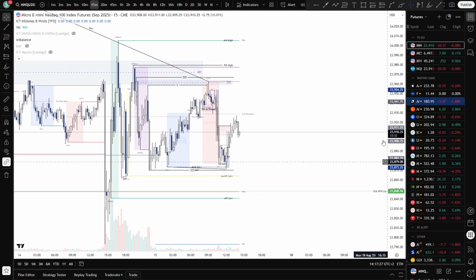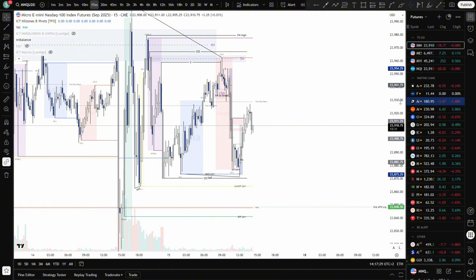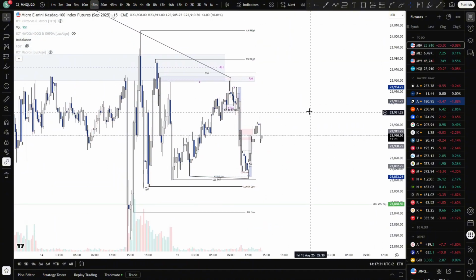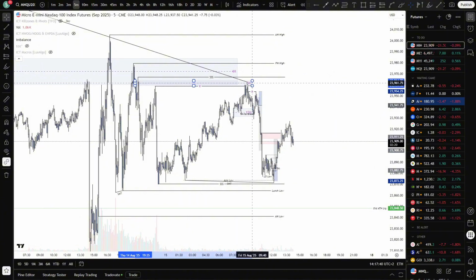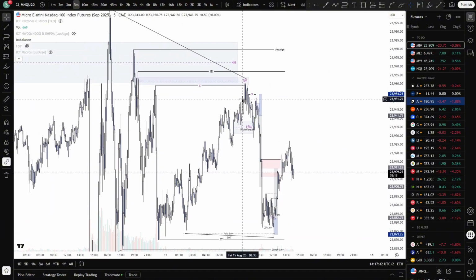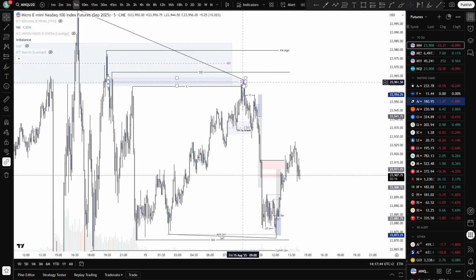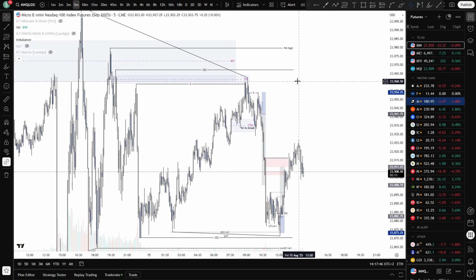As you can see, pre-Asia and Asia was just a big grind up. Also not really interesting things to see. The only thing was this 5-minute that you rejected here and you rejected here. So that was also a thing I had in my chart. I put it in my chart and as you can see, at 9 AM it got rejected perfectly.